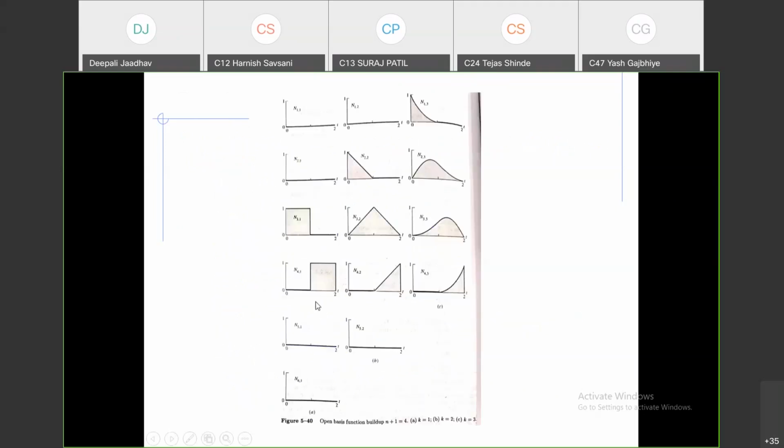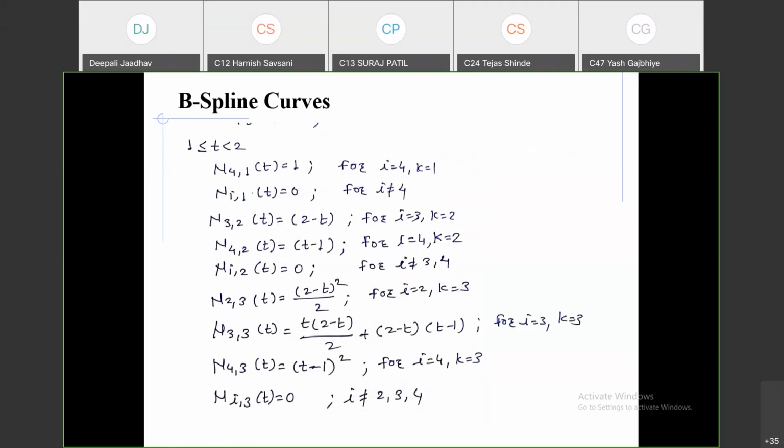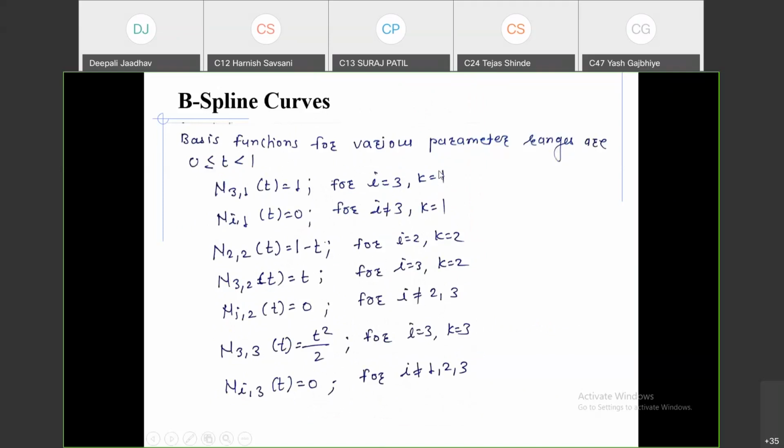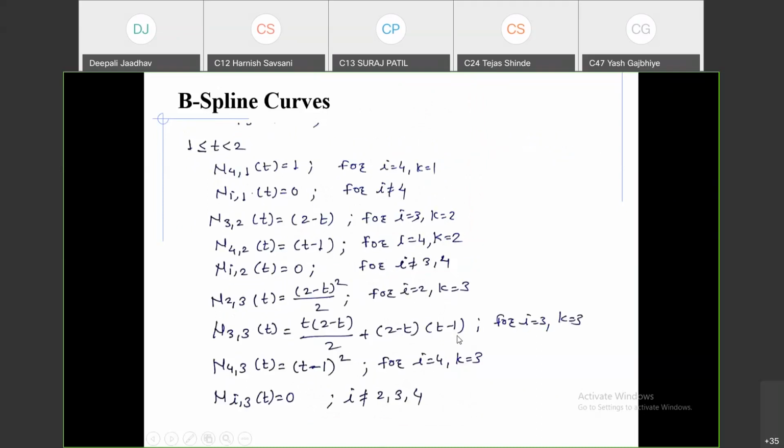And this is the final result. Depending upon this, k is equal to 1, k is equal to 2, and k is equal to 3. Different values of k are considered here. First k is equal to 1 is considered, then k is equal to 2, and k is equal to 3. And depending upon this is the result.